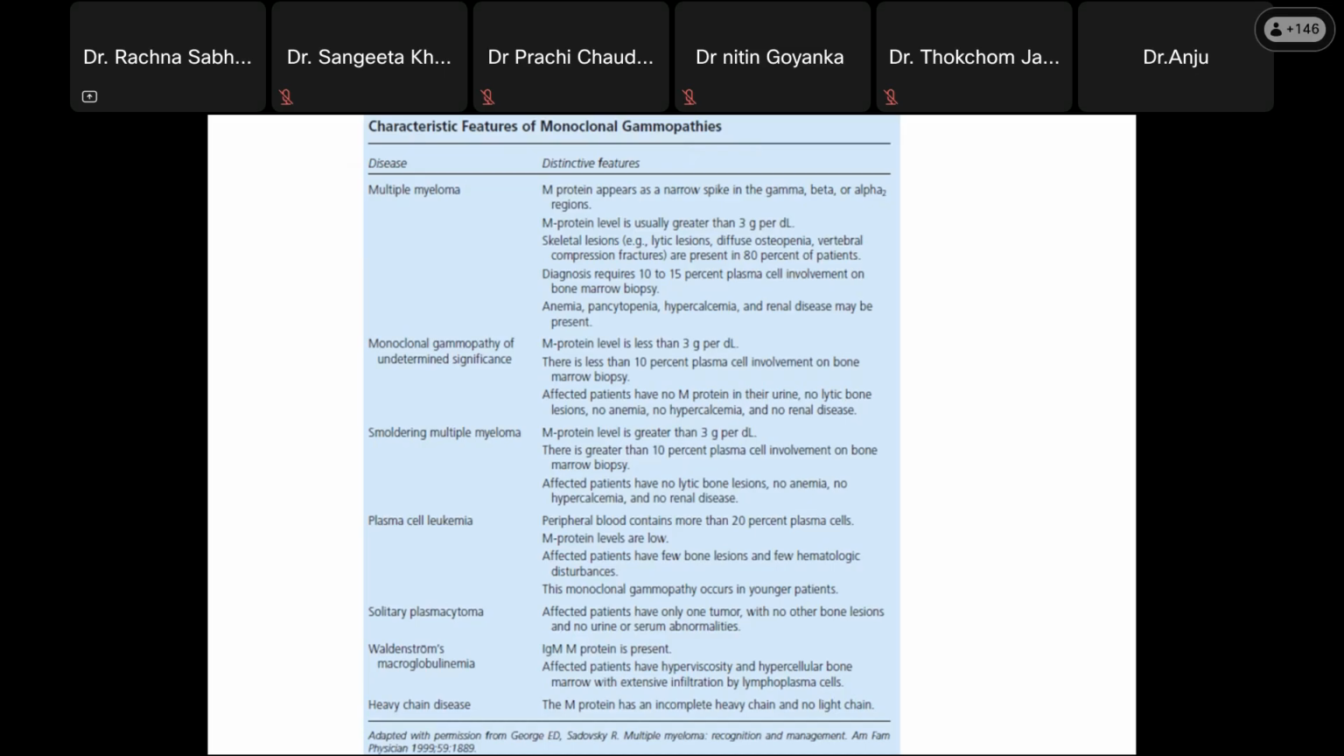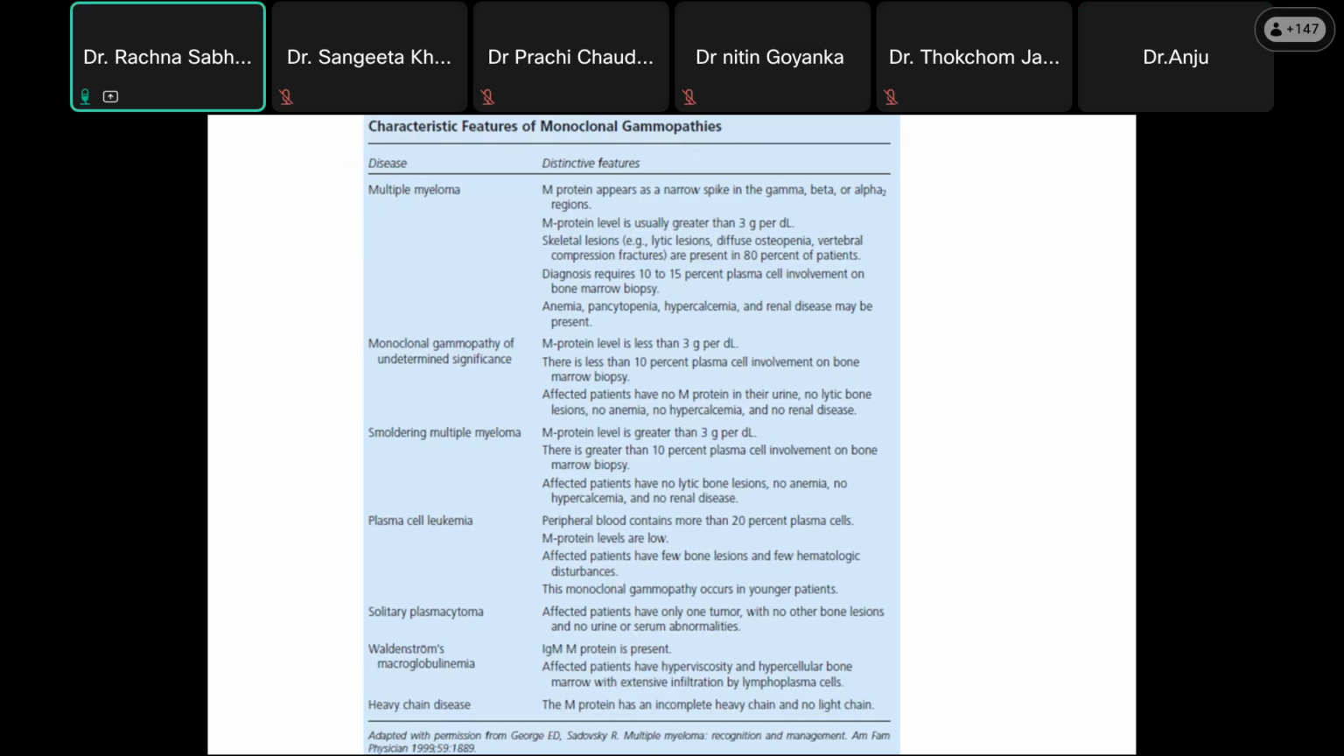Then multiple myeloma, number 1 on the table. A narrow spike, a very sharp and narrow band, but M protein levels are greater than 3. This is a very important differentiating point. Lytic bone lesions are there. Of course, the clinician is there to correlate with various other diagnostic modalities. He performs CT scan, MRI and other investigations also. But the level of M protein is very important. As a lab expert, you have to keep in mind this point.